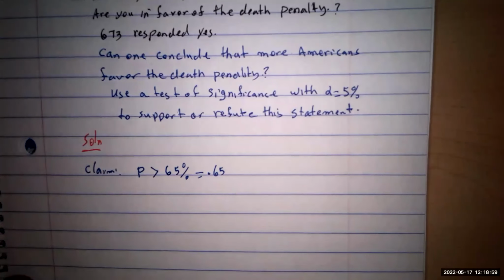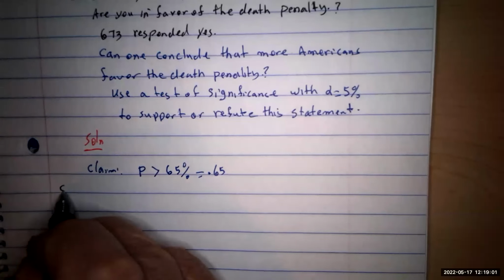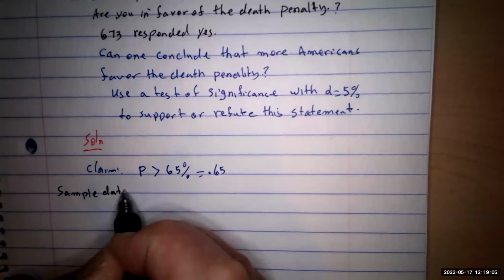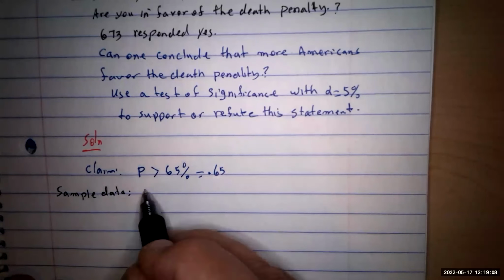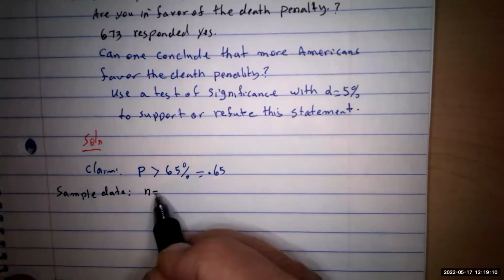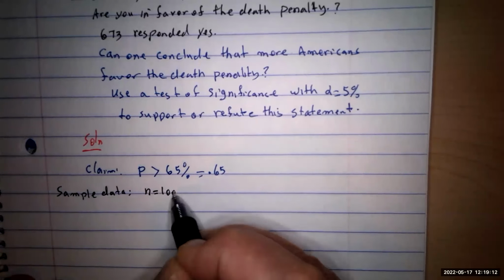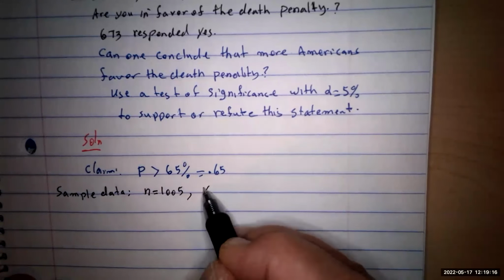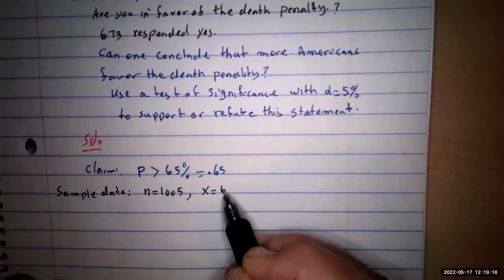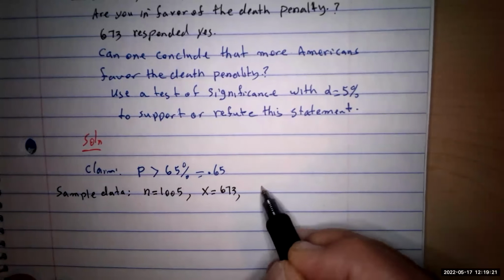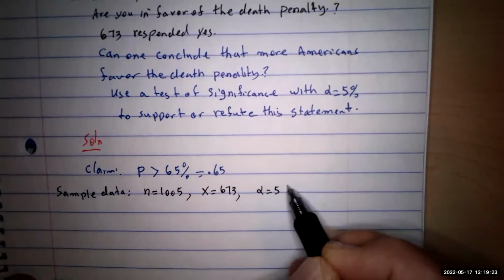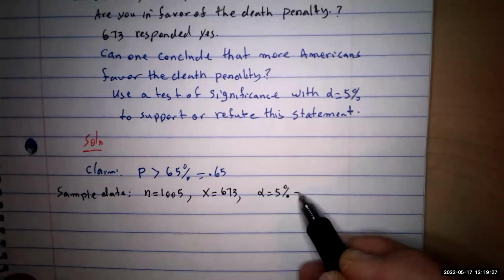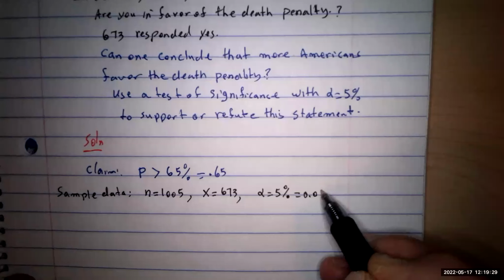So you need sample information, sample data, starting with the sample size. We asked the question of 1,005 people, and 673 answered yes. You want to check it at a significance level of 5%, which is 0.05.